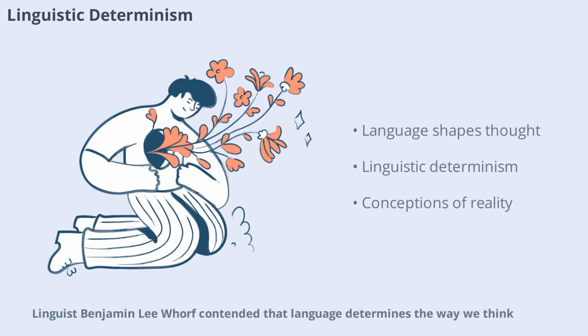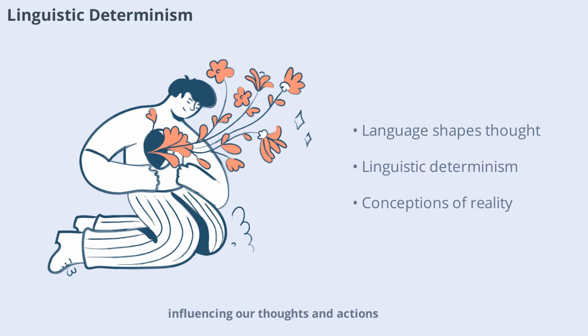Linguist Benjamin Lee Whorf contended that language determines the way we think. According to his linguistic determinism hypothesis, different languages impose different conceptions of reality. This idea suggests that the structure and vocabulary of our language shape how we perceive and interpret the world, influencing our thoughts and actions.